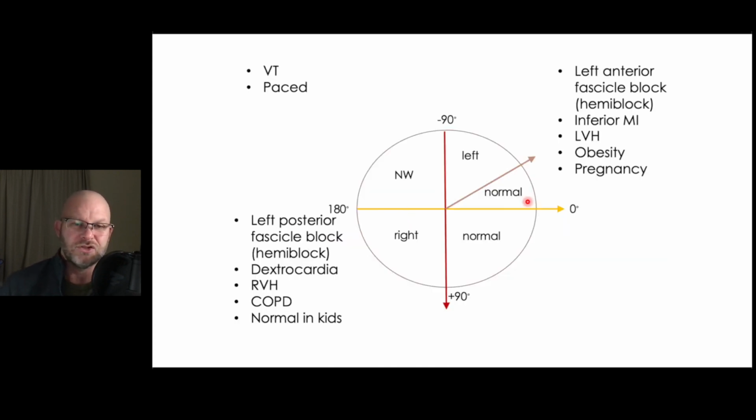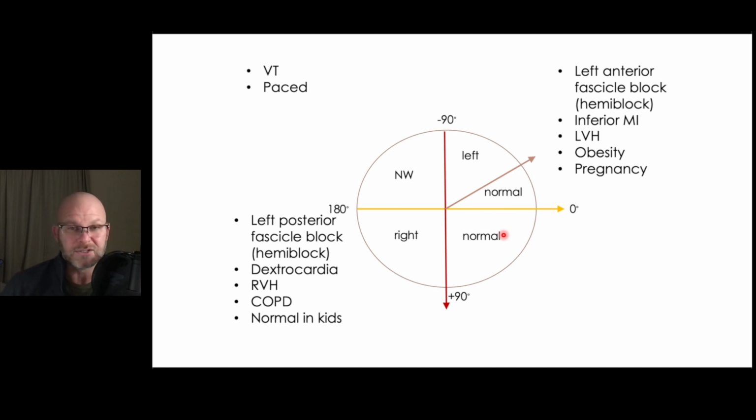So what does that mean? Just because we can put the trajectory, the axis, in one of these quadrants, what does that actually mean? Well, for almost 30% of it, that means it's good. It means it's a normal axis. But when we get our deviations, that can help us infer other things about other conditions.